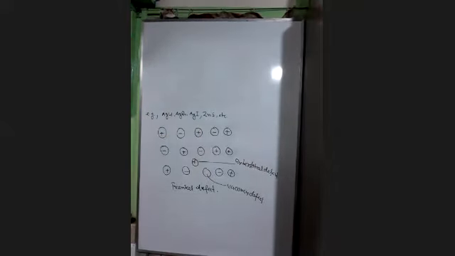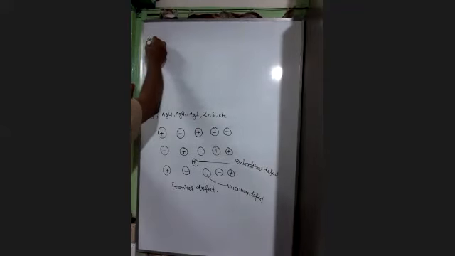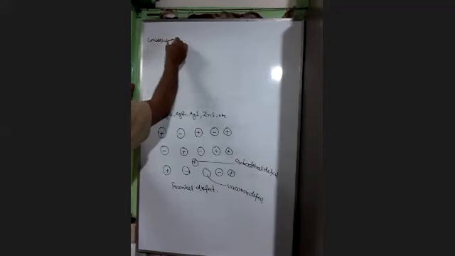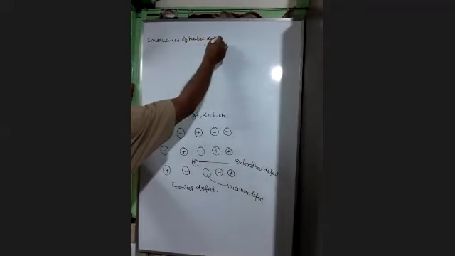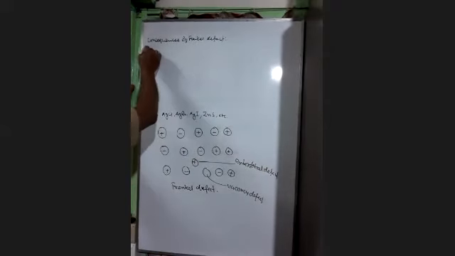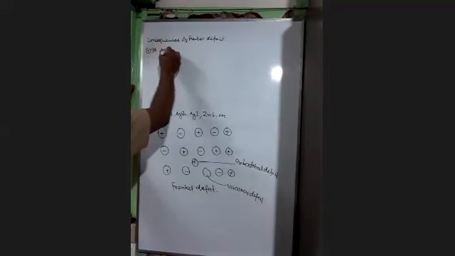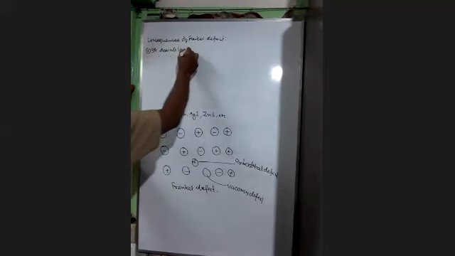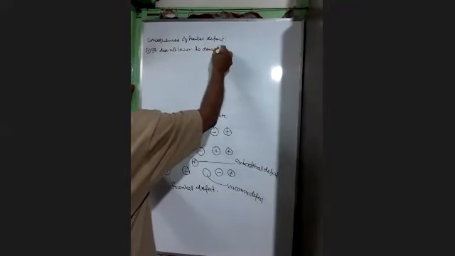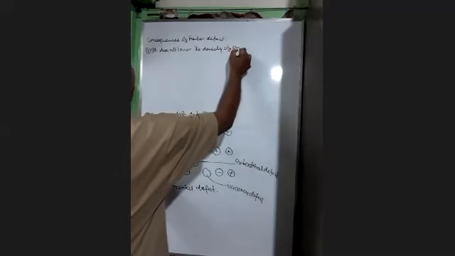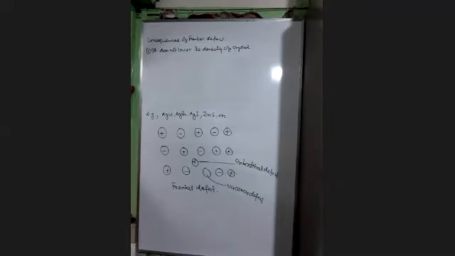So, what are the consequences of Frenkel defect? See here, none of the particles has left the crystal, so weight will never change. Consequences of Frenkel defect. What is one? It does not lower the density of the crystal. Why? Because none of the particles have left the lattice.